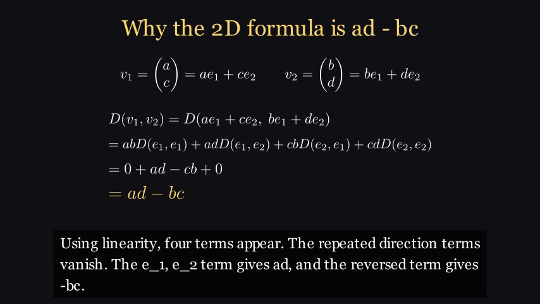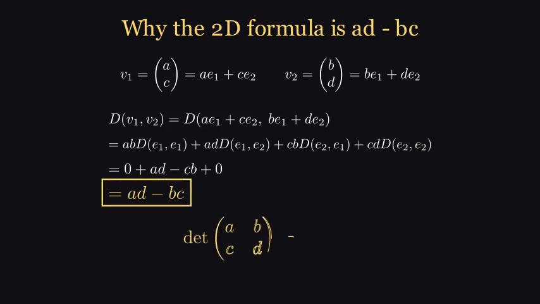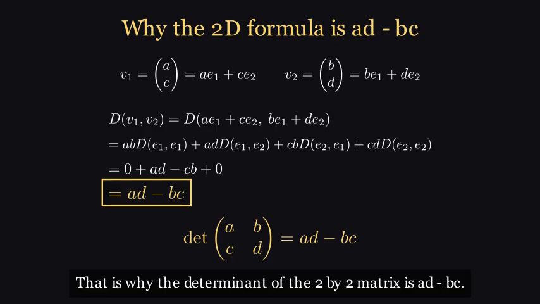Using linearity, 4 terms appear. The repeated direction terms vanish. The E1, E2 term gives AD, and the reversed term gives -BC. That is why the determinant of the 2 by 2 matrix is AD minus BC.